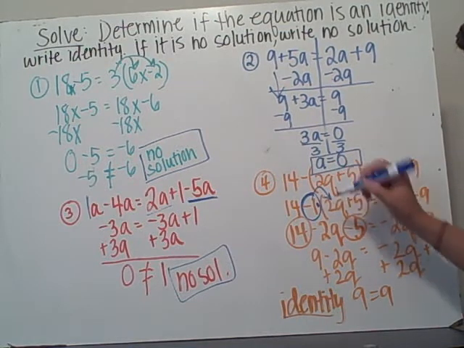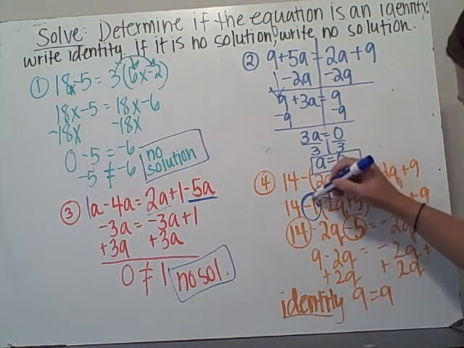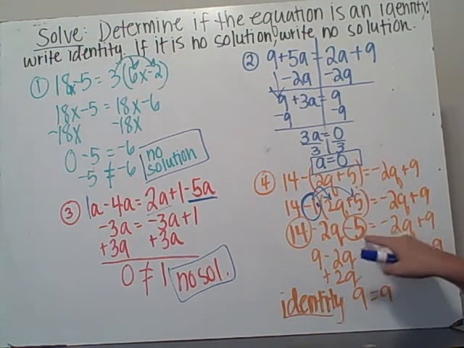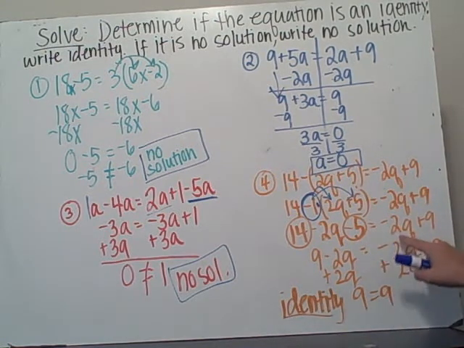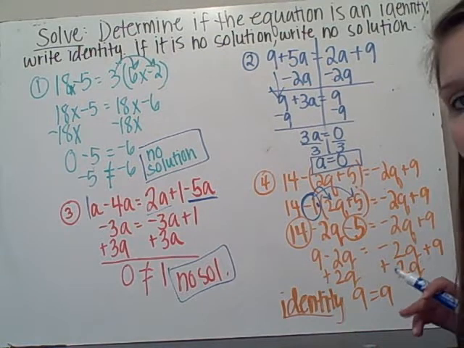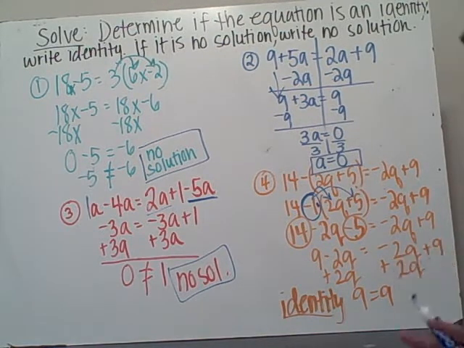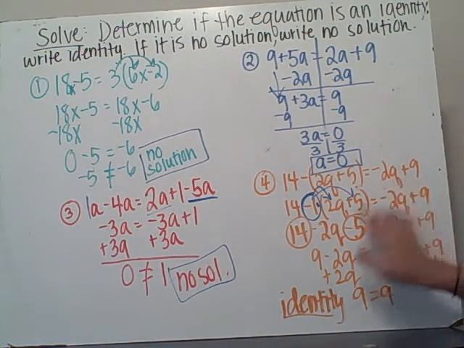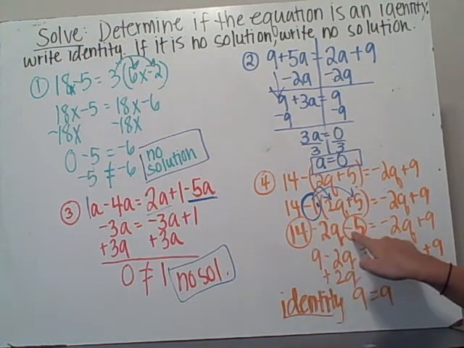Negative 1 times 2 gives me a negative 2. Negative 1 times 5 gives me a negative 5. Equals 2q plus 9. Now we want to check for, do we have any like terms on each side of the equal sign? So I cover up the right. I have 14 and minus 5, or a negative 5.